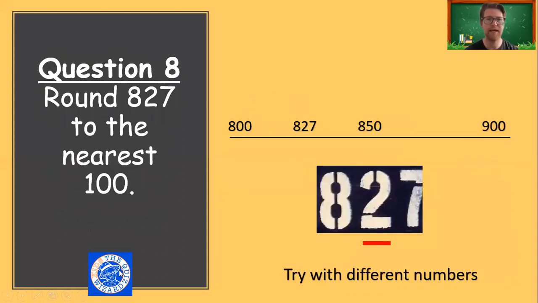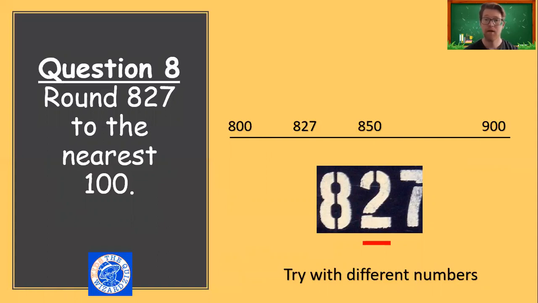Number 8, round 827 to the nearest 100. So I like a number line here. I realise that 800 is between 800 and the next 100 is 900. So in the middle of those two numbers I know is 850, and then I can plot where I think 827 would be, which is about here, and it is closer to 800 than it is 900. So it rounds down to 800.